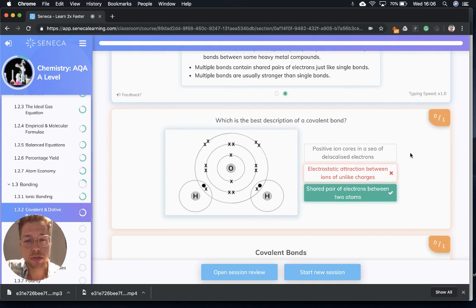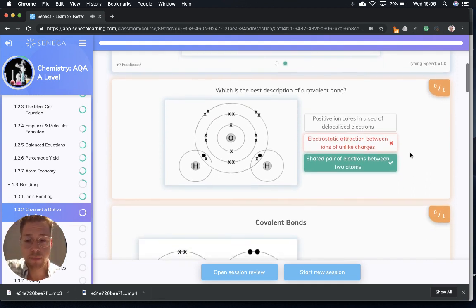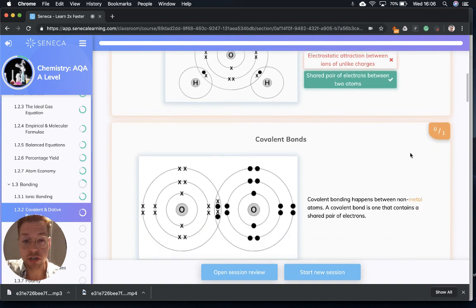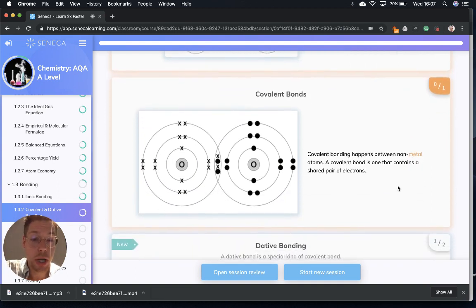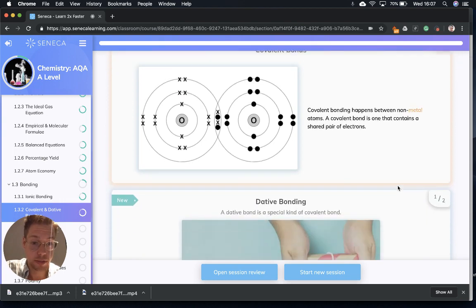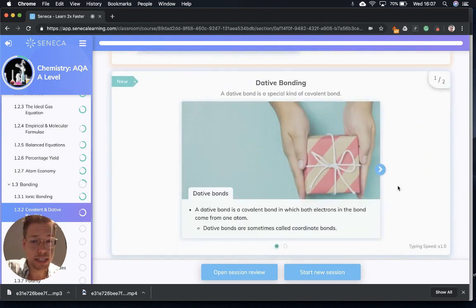So, what is the best way to describe a covalent bond? Can you remember the definition? It is a shared pair of electrons between two atoms, and it typically occurs between non-metal atoms. Okay? Now, dative covalent bonding.